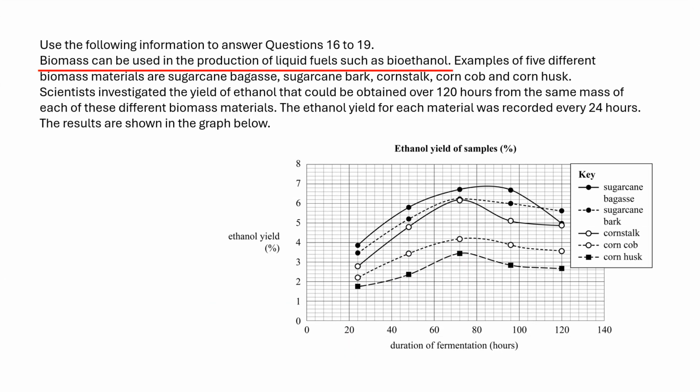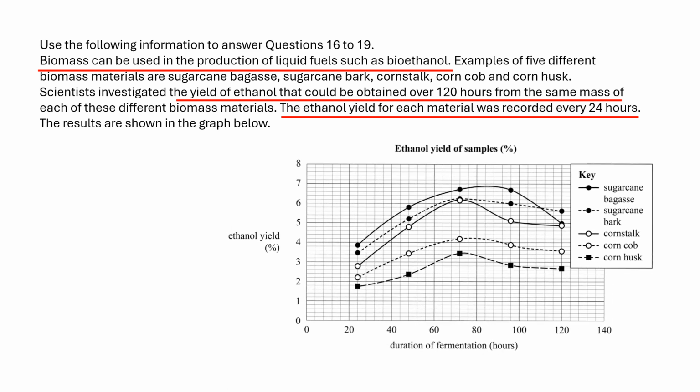Biomass can be used in the production of bioethanol. Scientists investigated the yield of ethanol that could be obtained over 120 hours from the same mass of each of the 5 biomass materials. The ethanol yield for each material was recorded every 24 hours. The results are shown in the graph below.